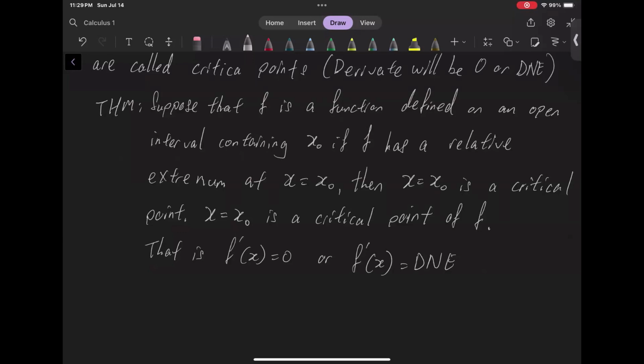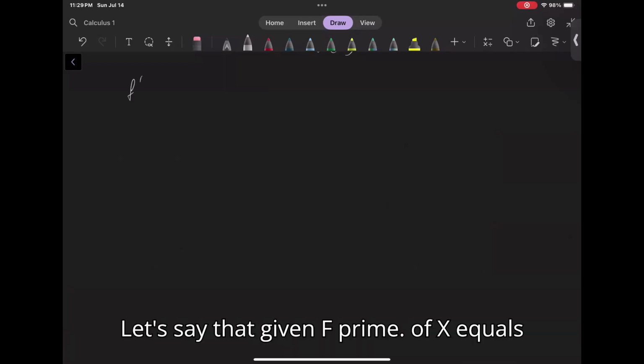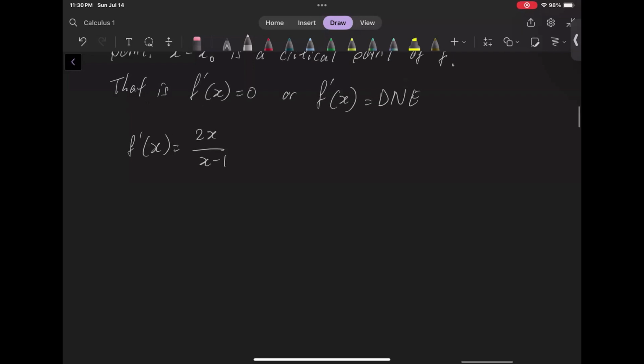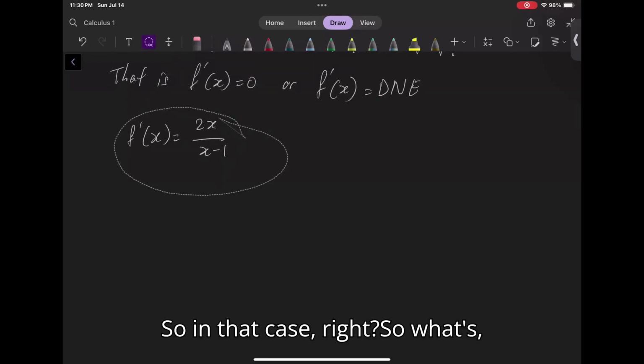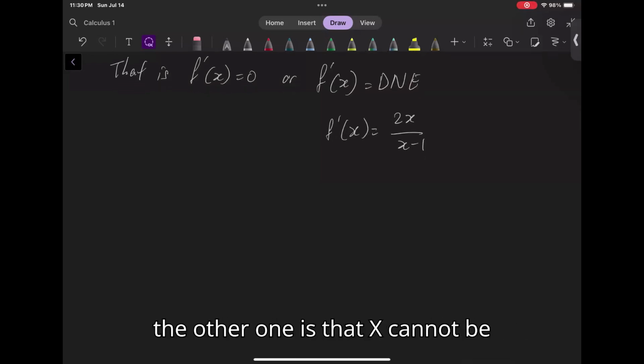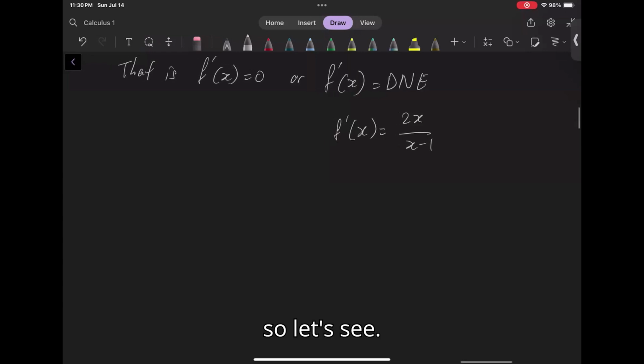Let's try some. Given f prime of x equals 2x over x minus 1, what makes it 0? x equals 0 will make it 0. And the other one is that x cannot be 1, because the denominator gets to 0.